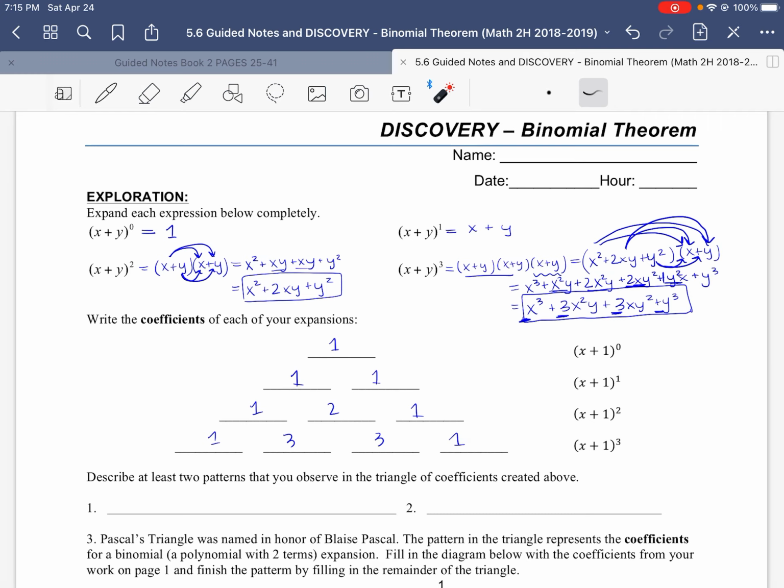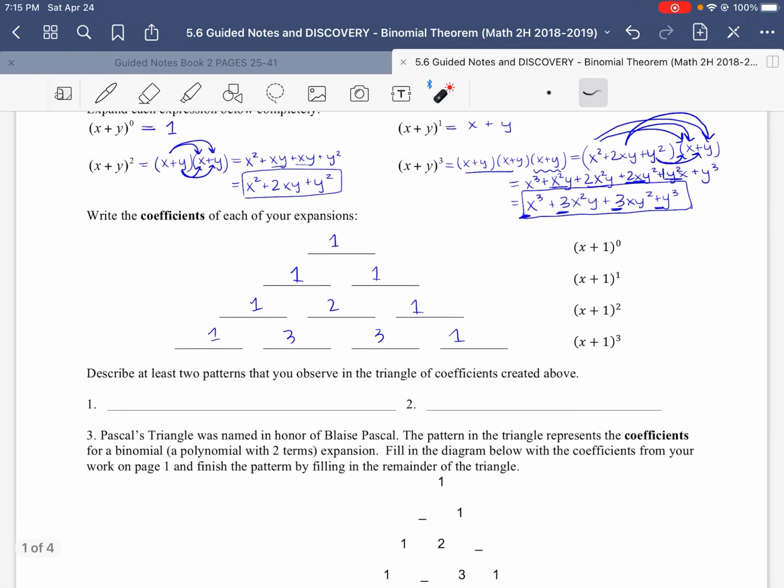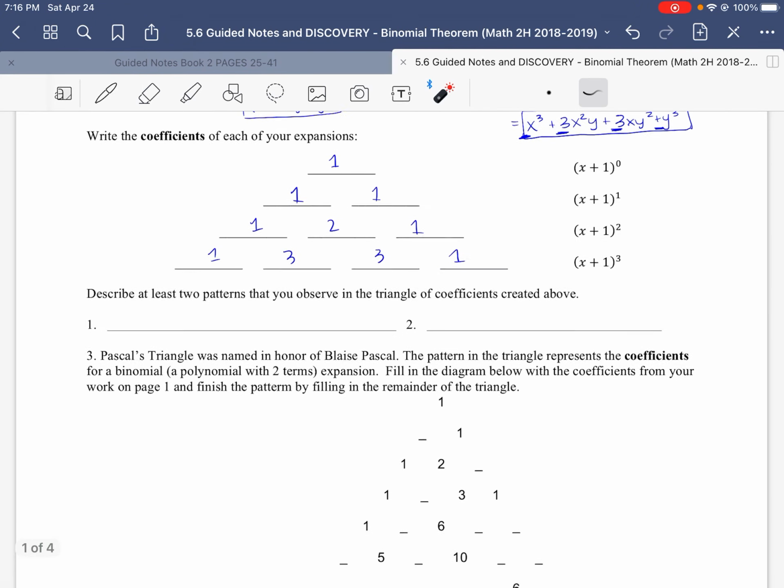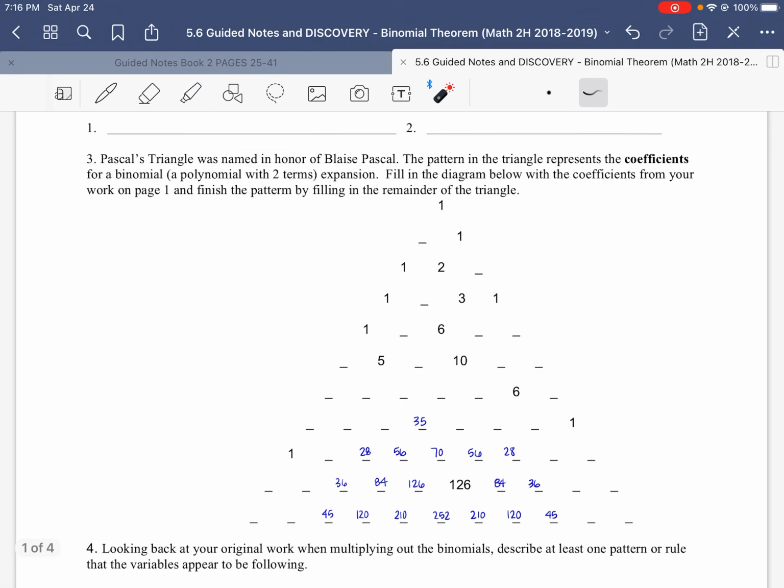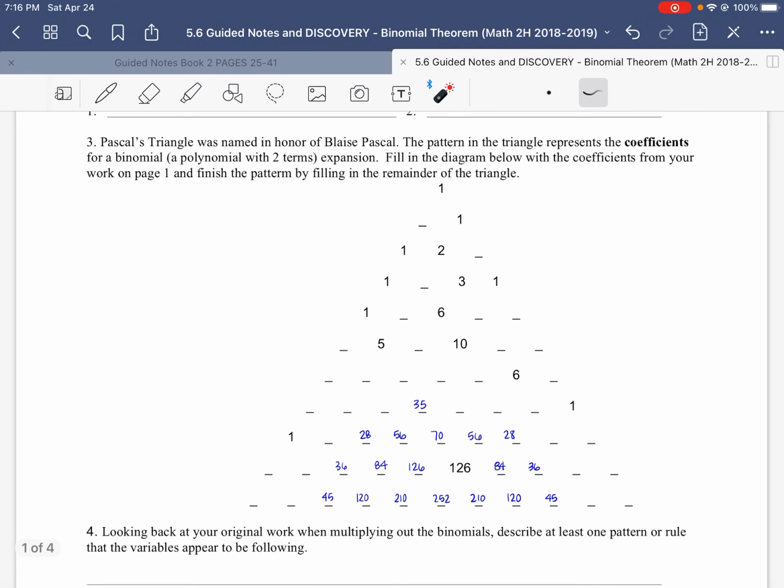Another one, you can see these are powers of 11. There are just a lot of different patterns there. So this is what we call Pascal's triangle. Blaise Pascal was a mathematician. It's named after him, and the pattern in the triangle represents the coefficients for a binomial expansion.